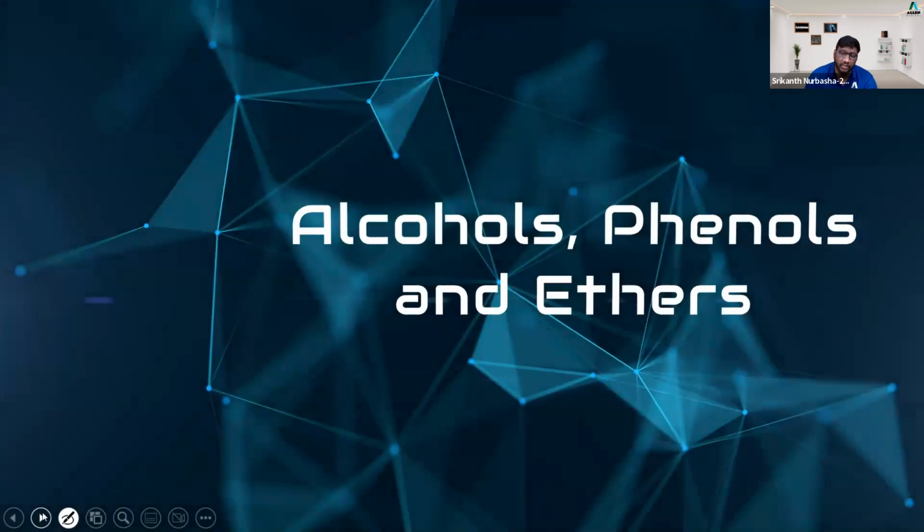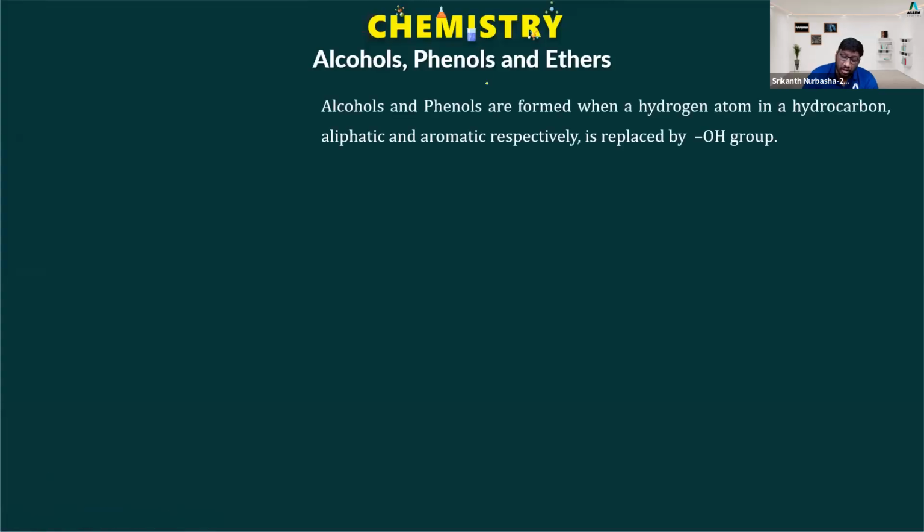Haloalkanes or haloarenes are obtained by replacing the hydrogen atoms of alkane or arene with halogen atoms. But now alcohols, how are they obtained? They are obtained from alkanes by just replacing the hydrogens by some OH groups. Alcohols and phenols are formed when a hydrogen atom in hydrocarbon, aliphatic and aromatic respectively, is replaced by OH group.